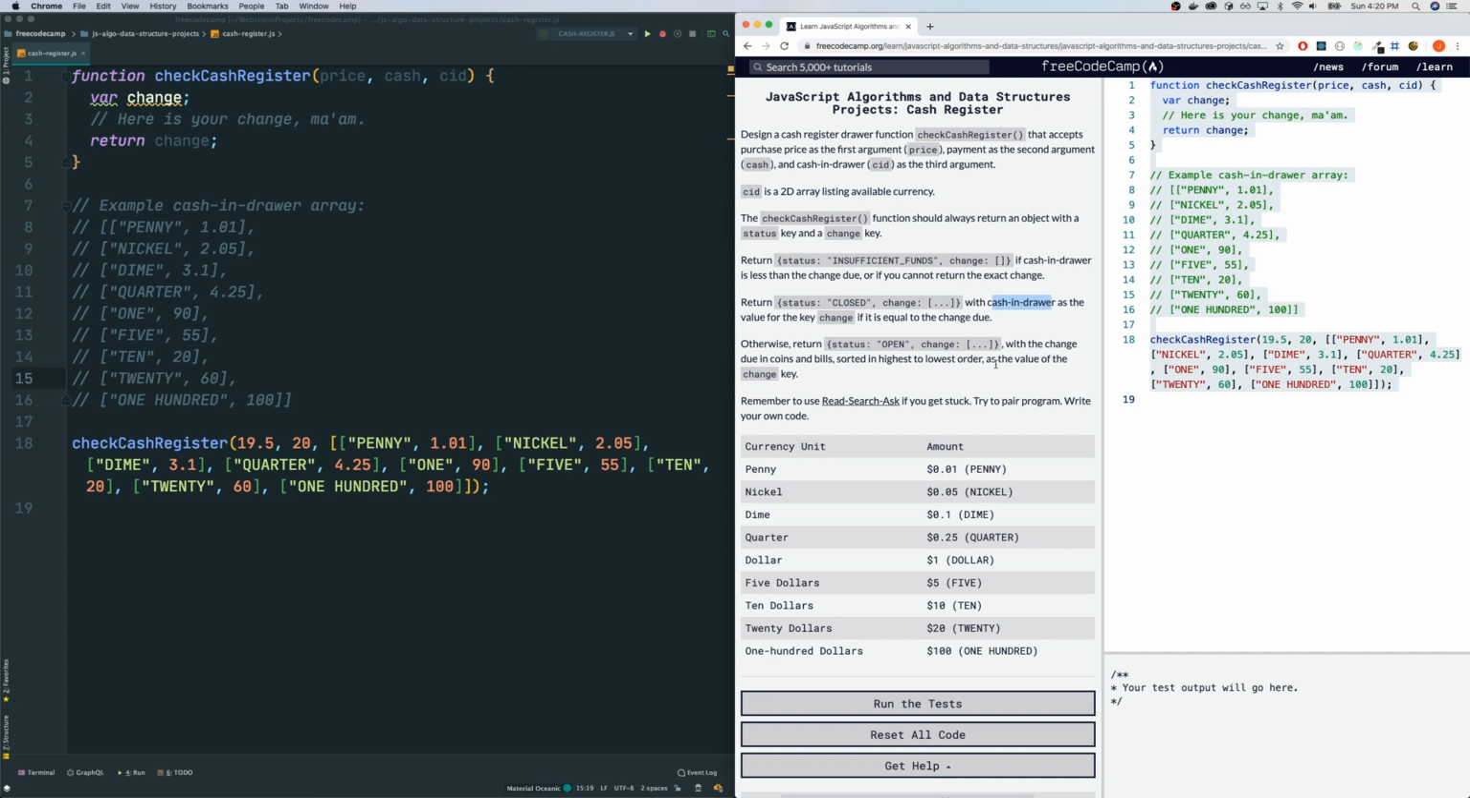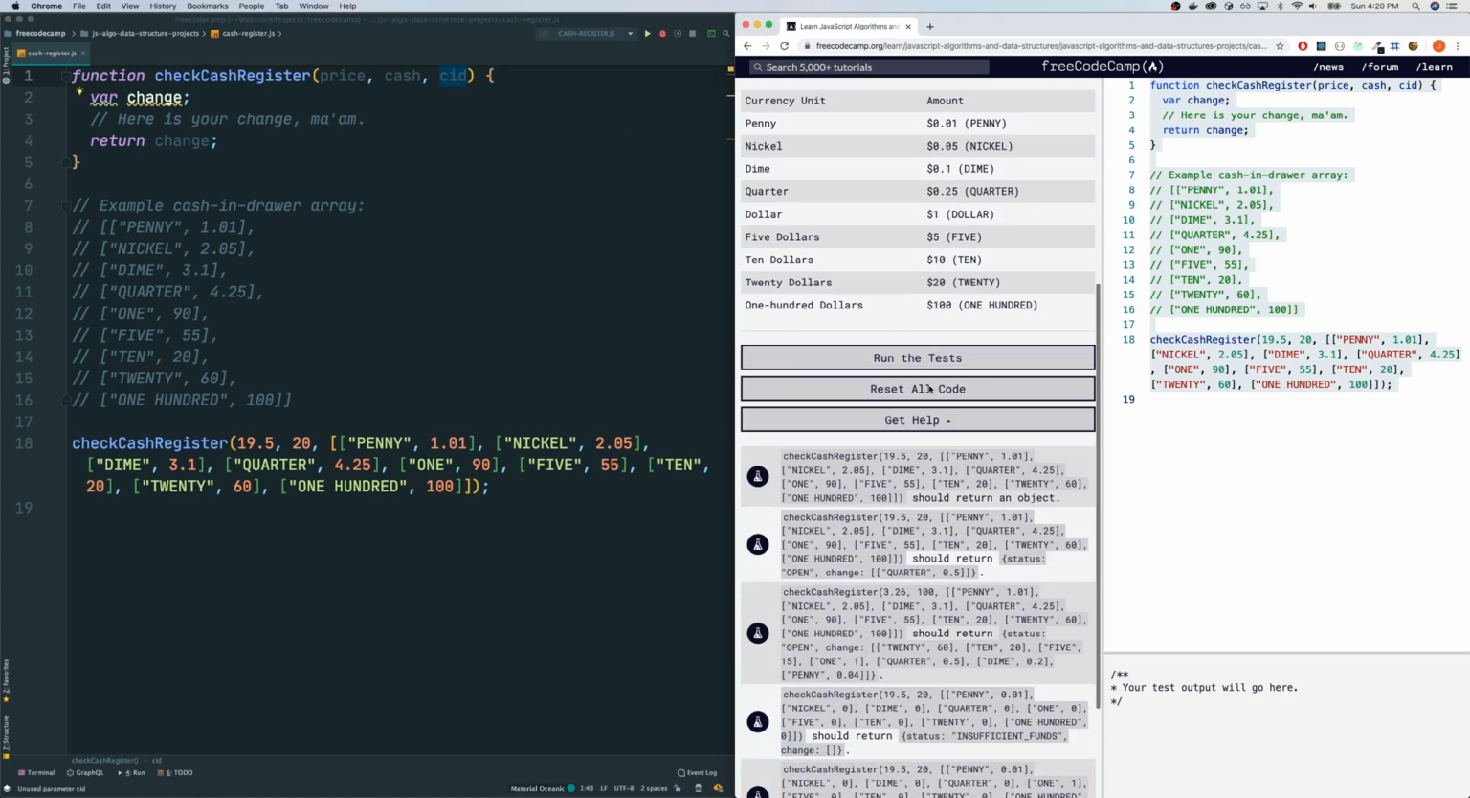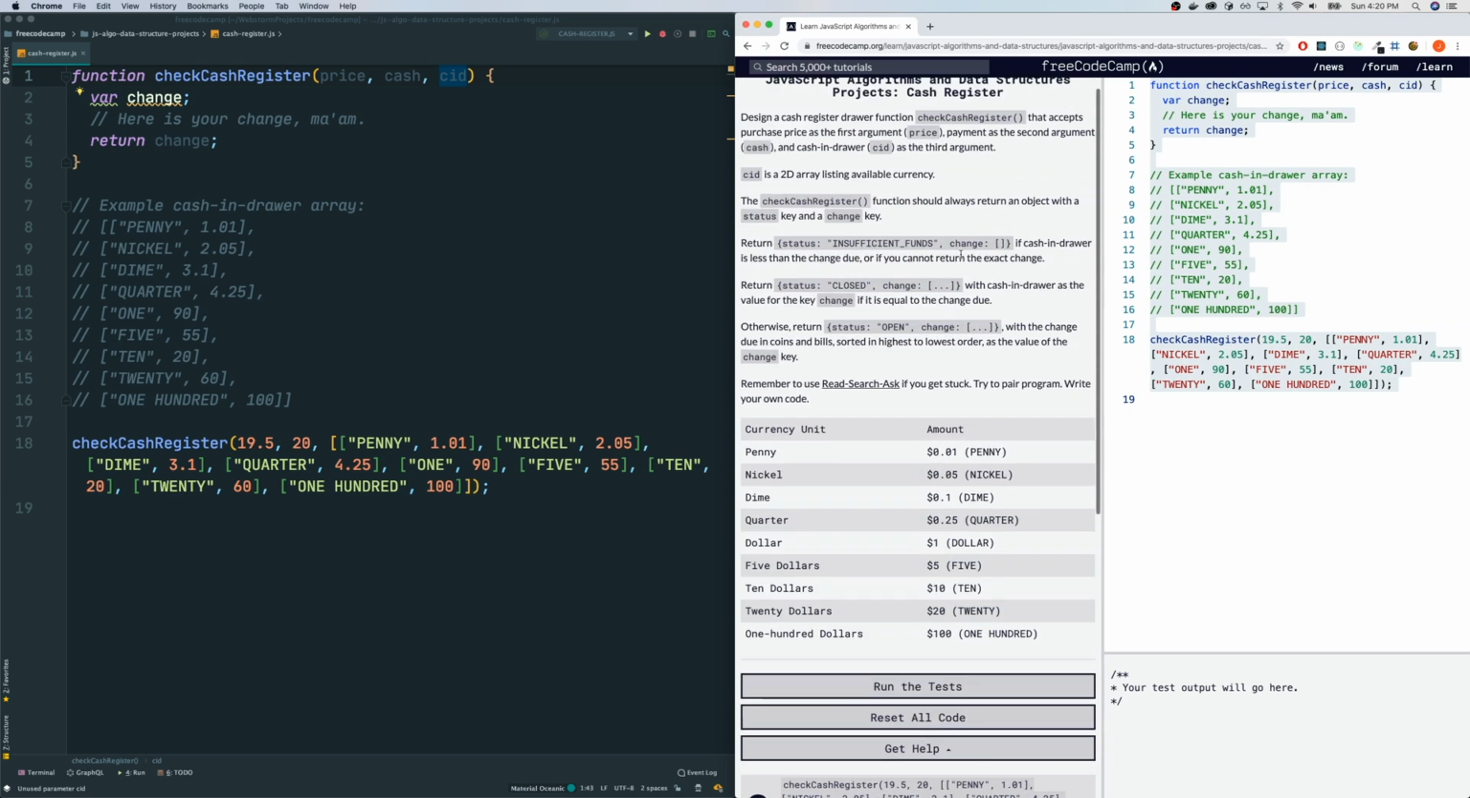Otherwise, return status OPEN with the change due in coins and bills, sorted highest to lowest order, as the value of the change key. So this is where it gets kind of stupid, okay? So if the change is the exact amount of our CID, what do we do? We just return the CID in the change key. So look at what CID is like, okay? Check this out. This is an example of a CID array. It starts from the lowest to the highest.